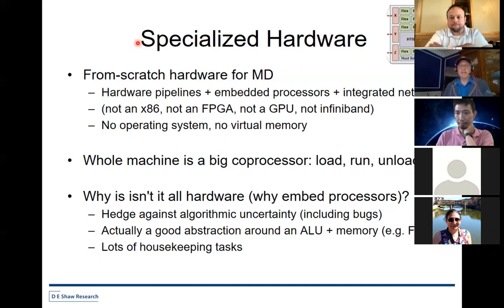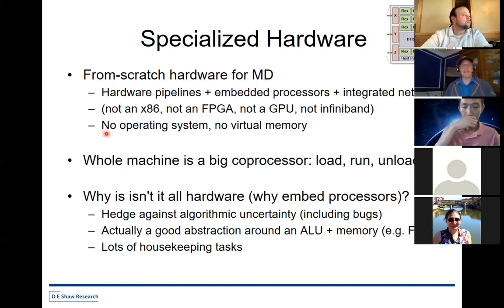And at this point, almost everybody asks, why isn't it all hardware? What are you slackers that you put processors in there? And of course, yeah, we are slackers. There are good reasons for there being processors in there. One is just a hedge because we might develop new algorithms, and we will certainly find bugs that we need to work around. But other parts of this are just really well suited to a processor.